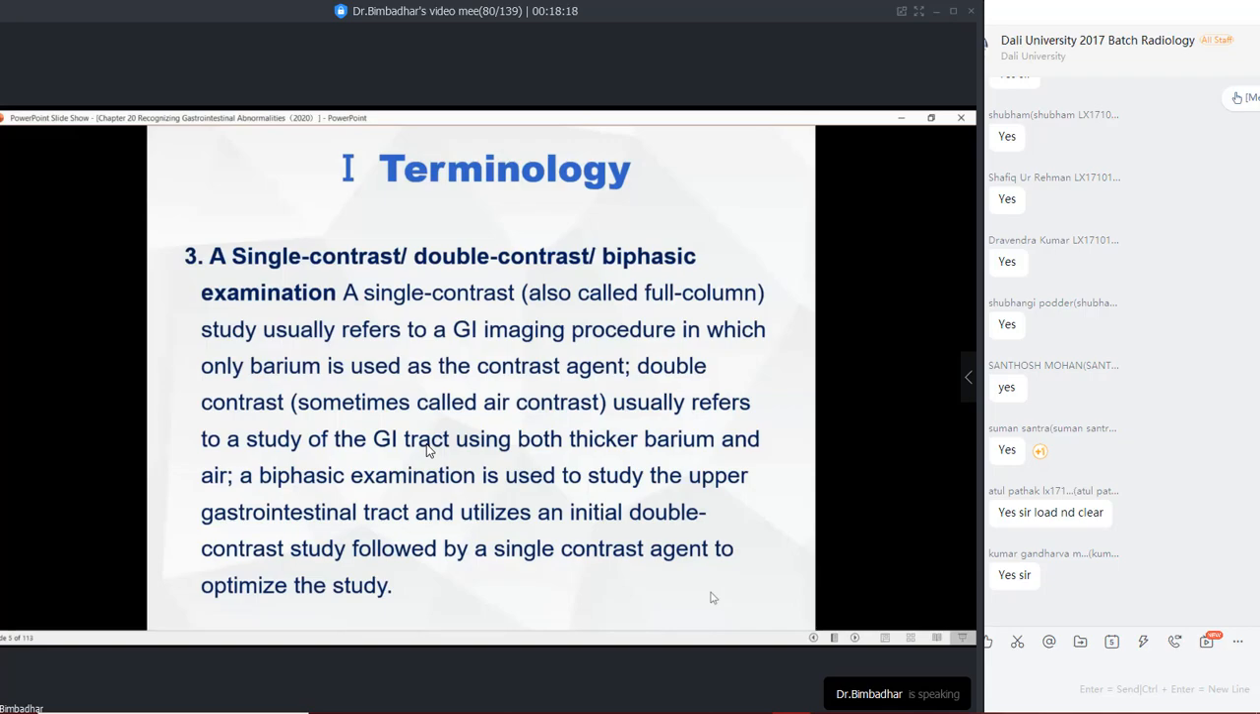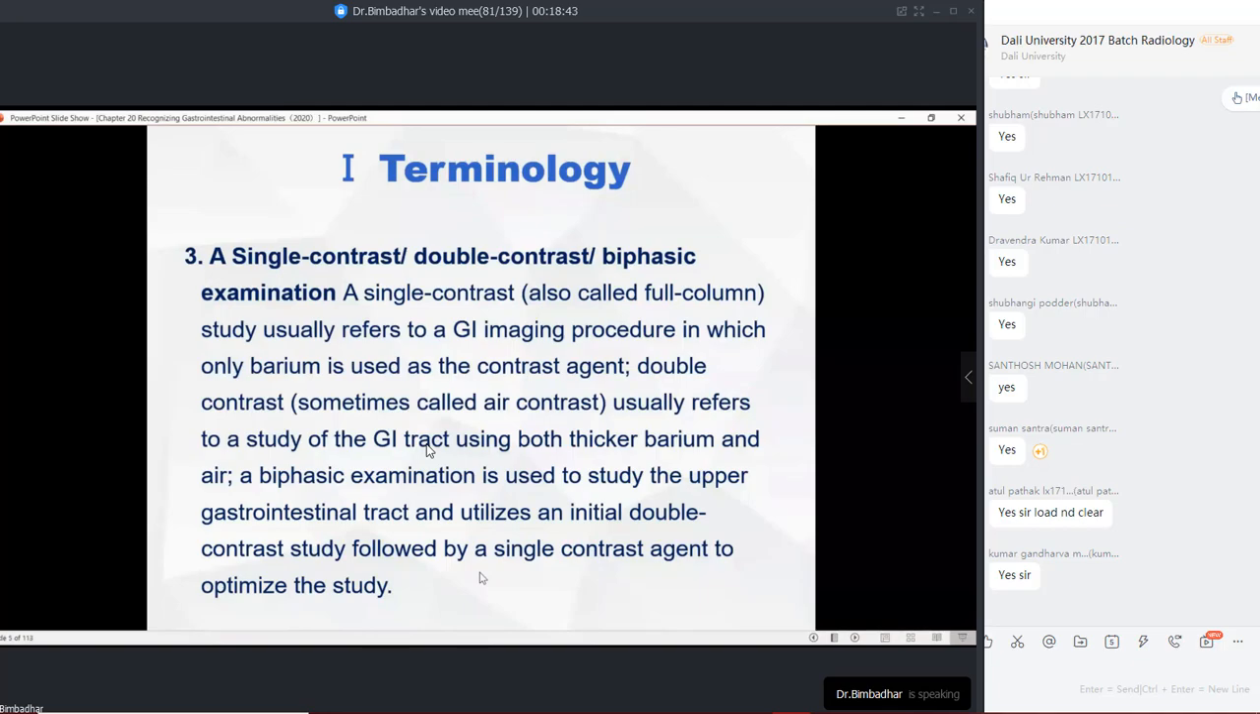So in fluoroscopy, we are just trying to utilize different kinds of techniques, which are called a single contrast, or sometimes we use a double contrast, or we also use a biphasic examination, okay? So let us try to see the little differences between them. They are not too difficult to understand.